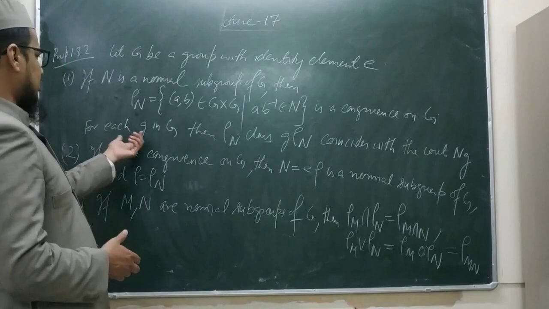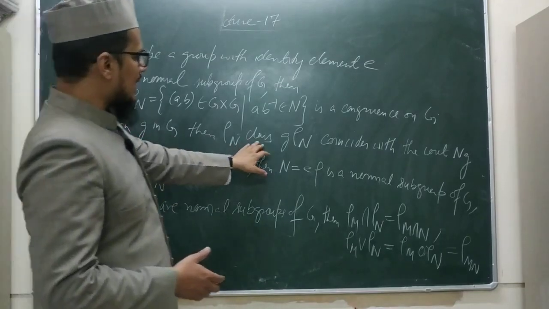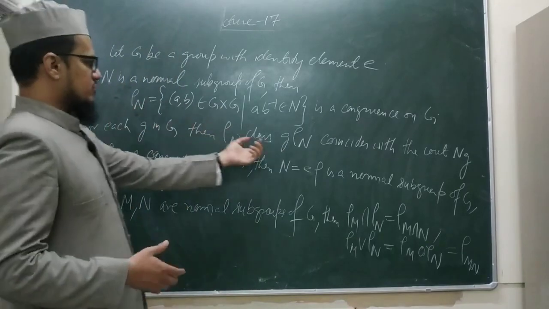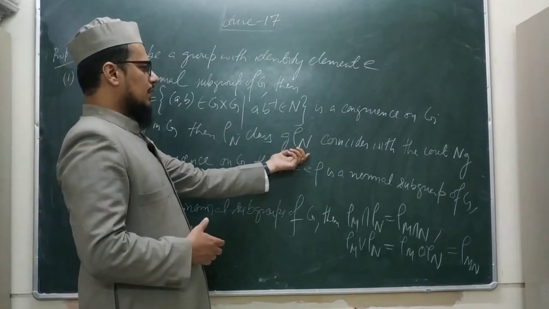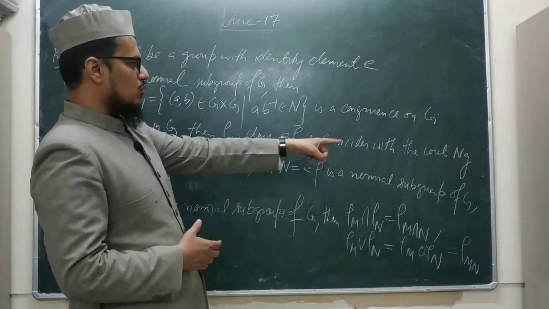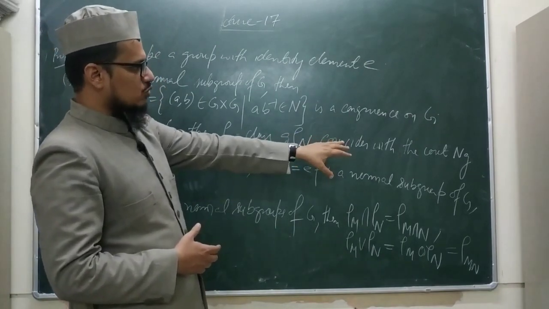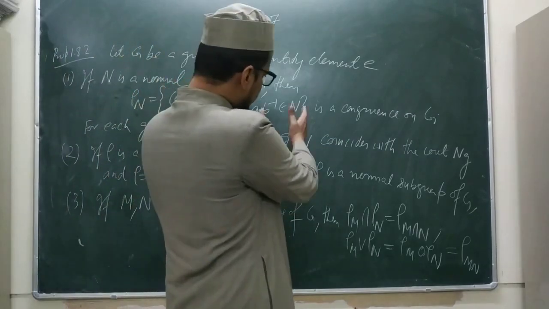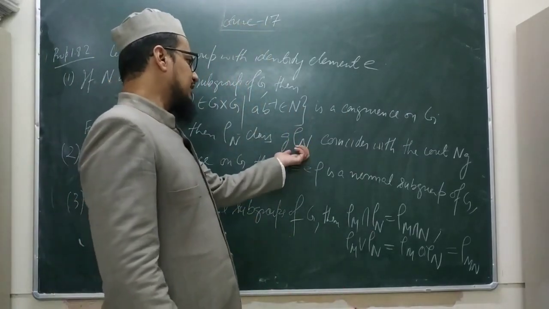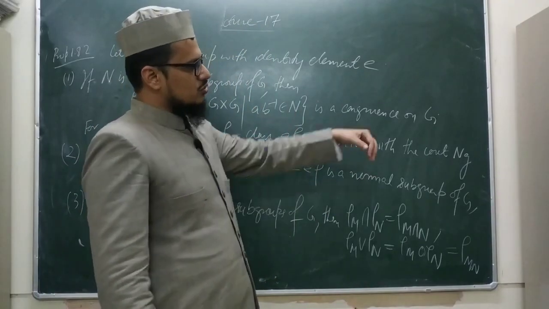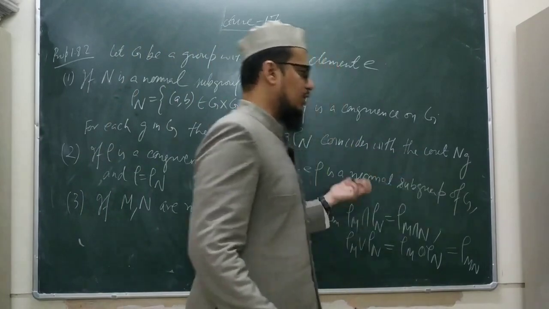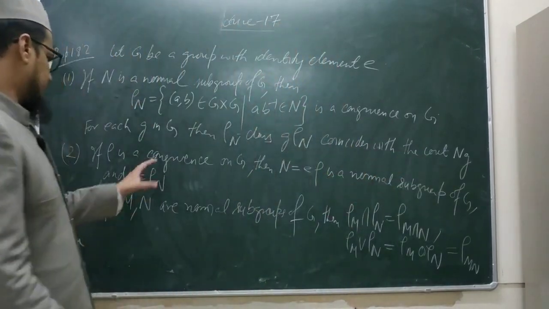And after that, for each g in G, the rho N class, that is g rho N, because this is a relation. So this is what? This is the rho N class, correct? Rho N class of g coincides with the coset Ng. That means we have to prove g rho N is equal to Ng. For this, what we have to do, we have to take an element here and we have to show that the same element belongs to Ng. So in this way, we have to prove that these two sets are equal to each other. Correct? So this is the first part.